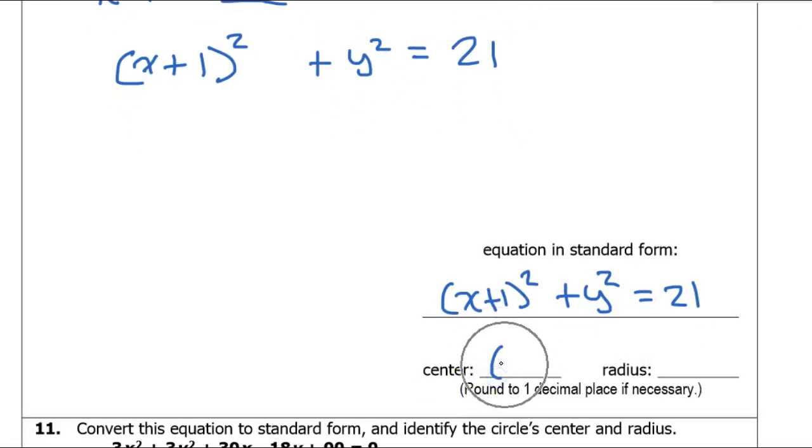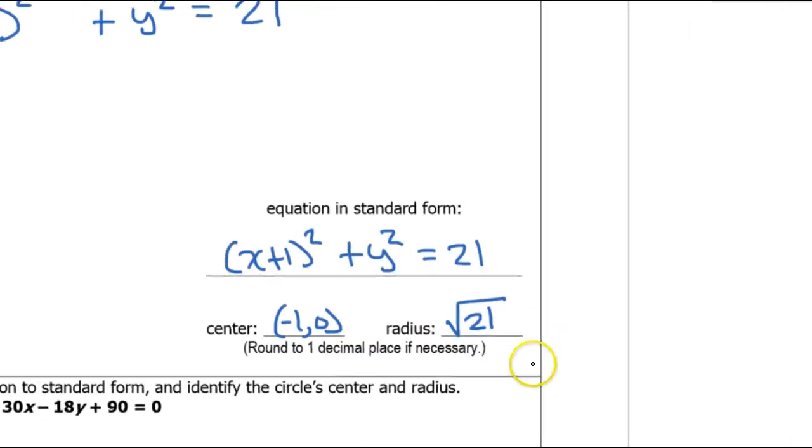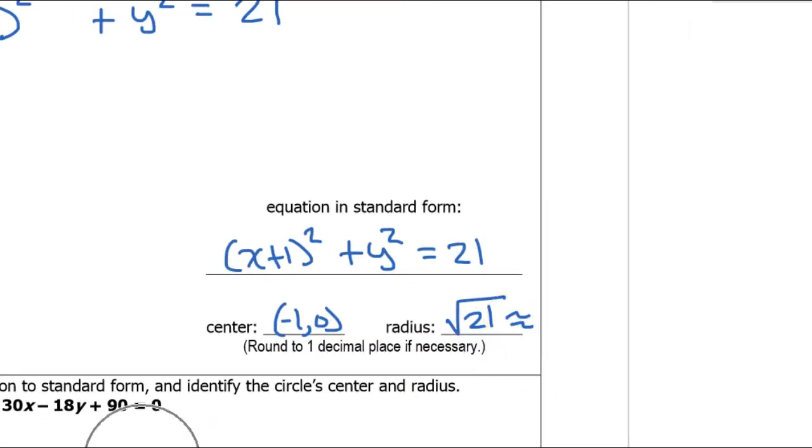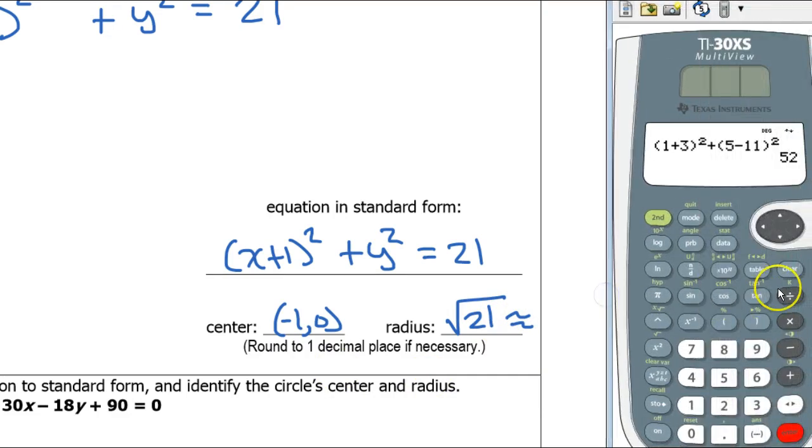That means that the center is -1, comma 0, the opposite of this, comma opposite of this. There's no number, that's why I put 0. The radius, well, this is the radius squared. So the radius is going to be the square root of 21. Okay, they said round to 1 decimal place, so maybe they expect me to make the decimal approximation. So I can do that for them. Okay, so the square root of 21, 1 decimal place. Okay, so 4.6, got to round up.